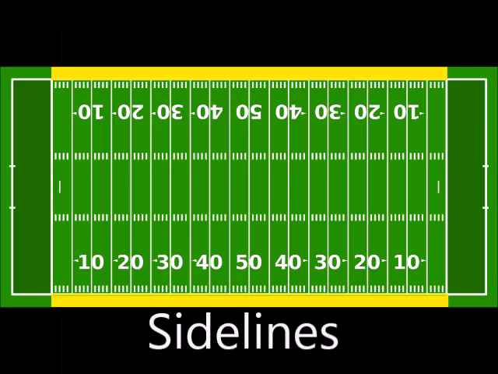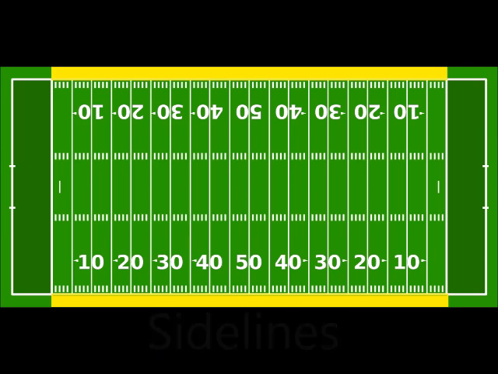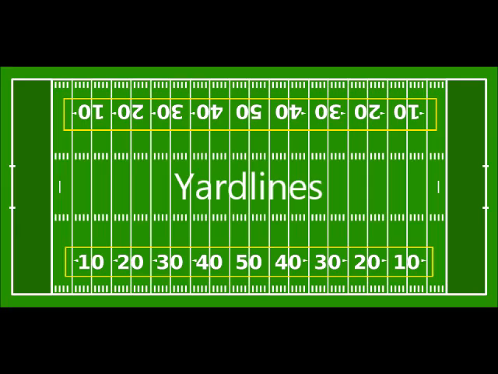And then on either side of the field, also highlighted in yellow, are the out-of-bounds areas called sidelines. The numbers on the field, boxed in yellow, are the yard lines and indicate where you are on the field relative to the closest end zone.